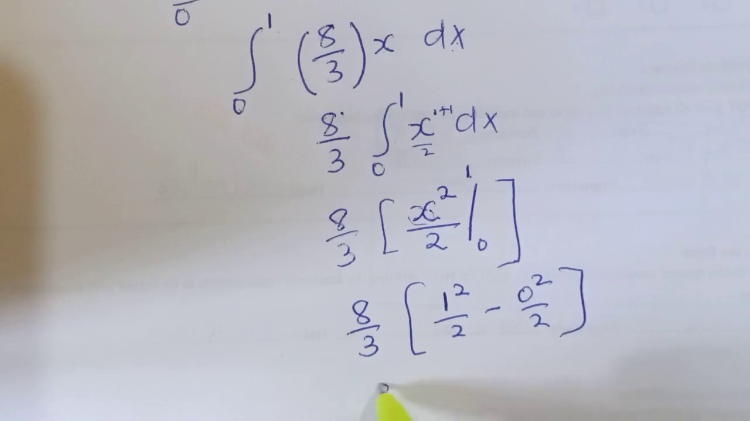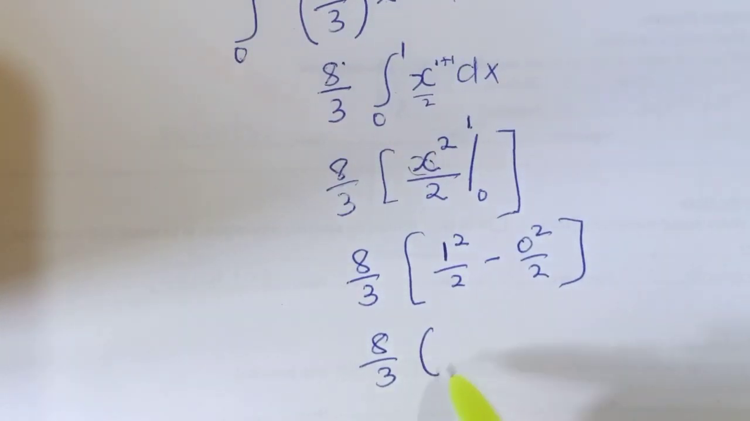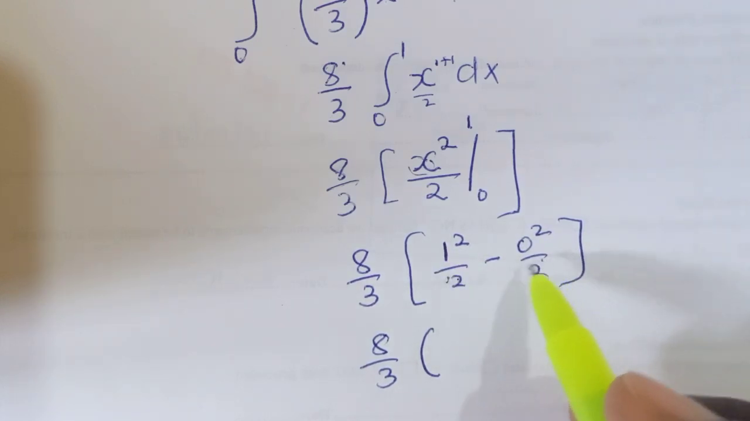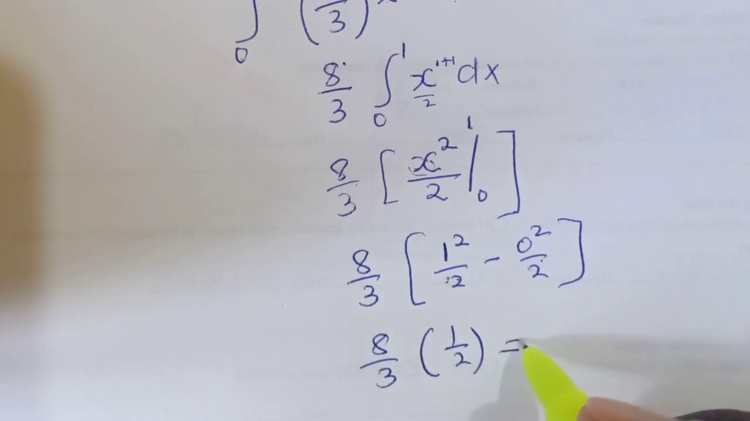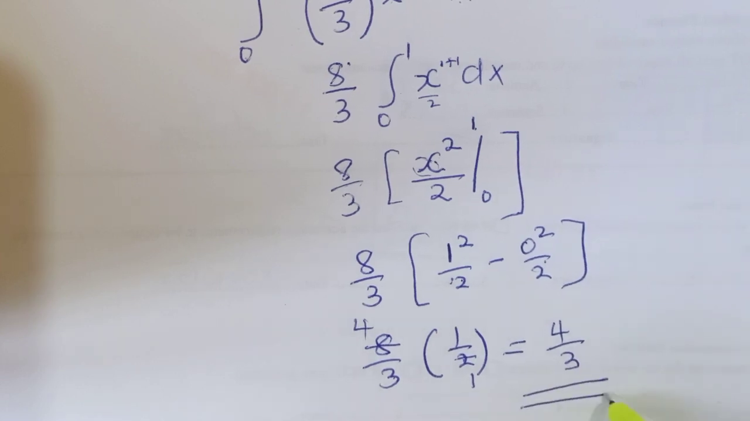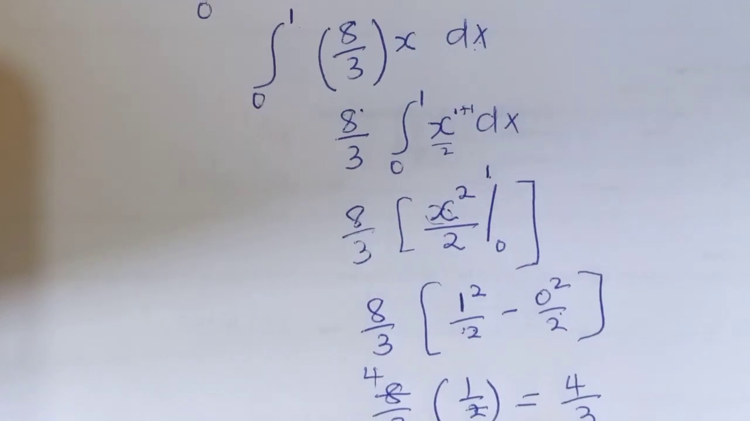So I will have 8 over 3 into a half. This one will be a half and this one will be 0. So it will be 8 over 3 into a half. If I multiply 8 over 3 with a half, that means 8 divided by 2 is 4. And finally, our answer will be 4 over 3. That is how you can solve a double integral.